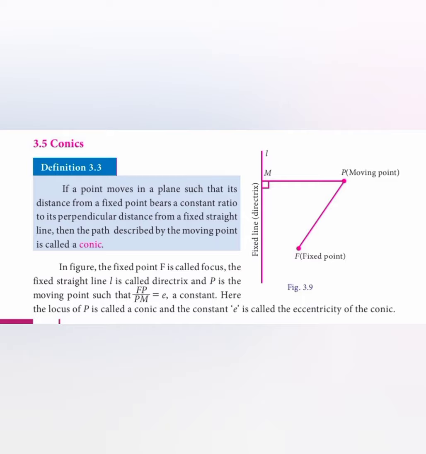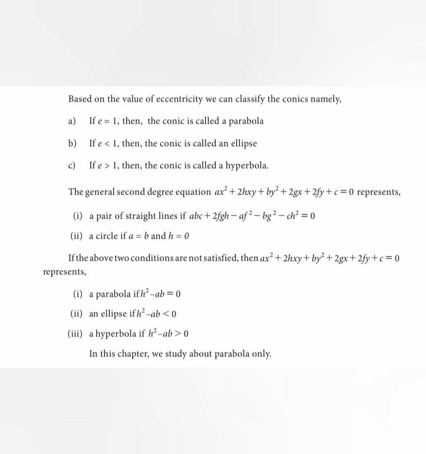First, let us see what are called conics. The path described by the moving point is called a conic. We have a moving point, a fixed point and a fixed line, where the distance from a fixed point bears a constant ratio to its perpendicular distance from the fixed straight line, and we have this relation FP by PM equal to e, where e is called the eccentricity of the conic. We have these relations based on e. e equal to 1 means it is a parabola, less than 1 means it is an ellipse, e greater than 1 means it is a hyperbola.